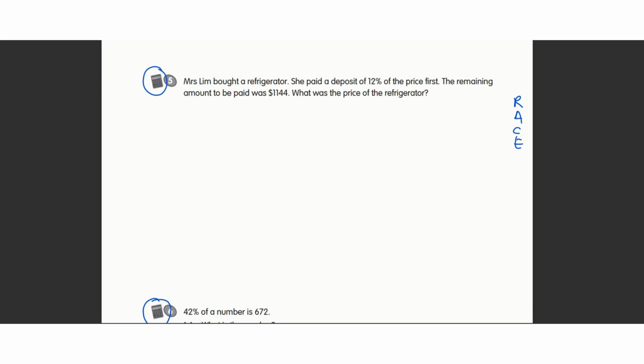Mrs. Lim bought a refrigerator. She paid a deposit of 12% of the price first, and then there's a remaining amount that needs to be paid. That was $1,144. What was the price of the refrigerator? Okay, so in the end, you're asking for the price of the whole refrigerator. So with that, you could mark up the whole refrigerator's price.